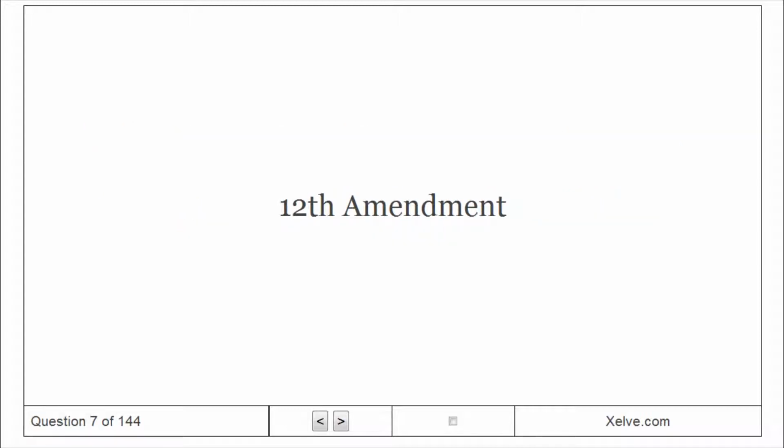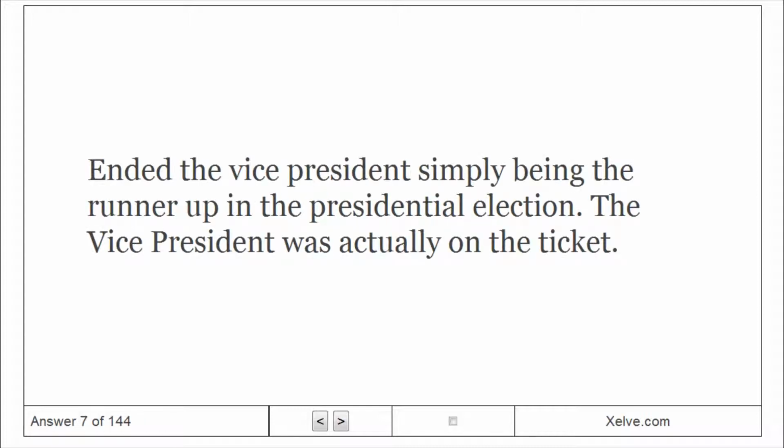Twelfth Amendment ended the vice president simply being the runner-up in the presidential election. The vice president was actually on the ticket.